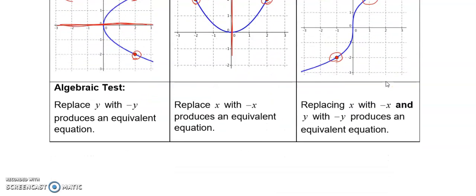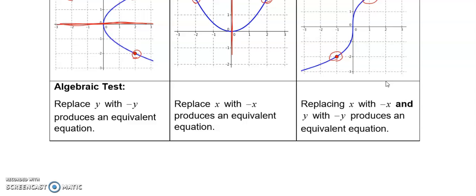Down below, here's the test that you perform. These are the three separate tests that you have to perform to determine what kind of symmetry it has. So the algebraic test is if you replace y with negative y. Now remember, this is for a test of symmetry in the x-axis. You replace y with negative y, and if you get back the exact same equation that you started with, then you know it's symmetric with respect to the x-axis.